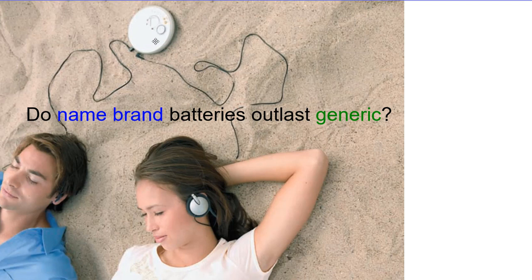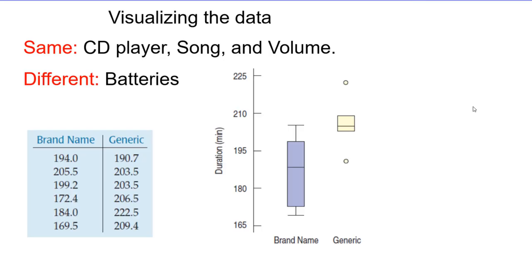If you're looking at your assignment, you can see the table of all the data. So the first thing we want to do is graph out the data to check for any outliers. So that's our first step: visualizing the data. It's the same CD player, same song at the same volume, but with different batteries. So this would be an experiment, of course. Here we have brand name and generic, and you can see the time in minutes that the CD player lasted with those fresh batteries.